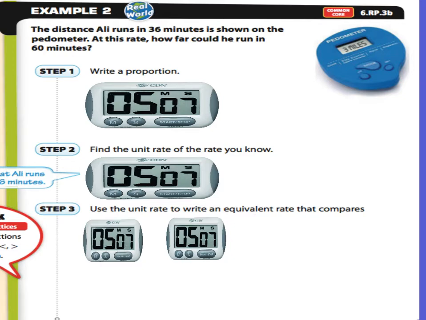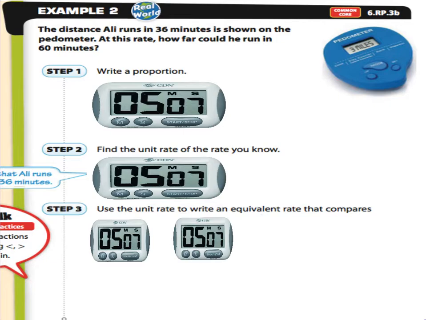All right, so now we have Allie, and she is running. And Allie runs 36 minutes. And we see that on her pedometer over here. And we want to know at this rate, how far could she run in 60 minutes?